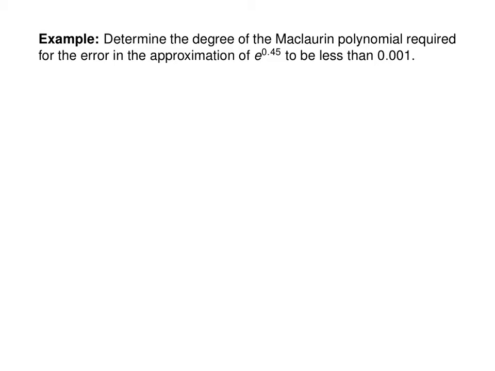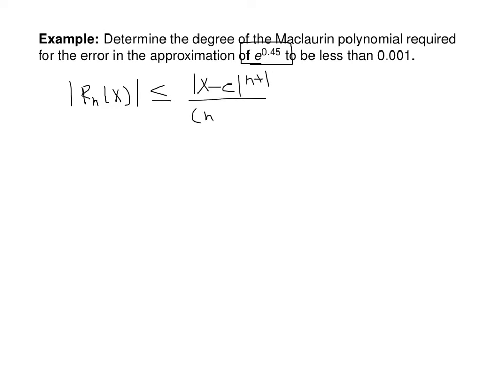Maclaurin and Taylor polynomials can be used to approximate functions near where they are centered. So they're most accurate there. And we had this Taylor's inequality that the absolute value of the remainder was less than or equal to the absolute value of x minus c to the n plus first, all over n plus 1 factorial, times the maximum of the n plus first derivative on some interval that you care about. So we care about this.